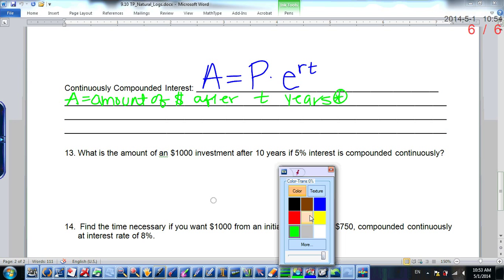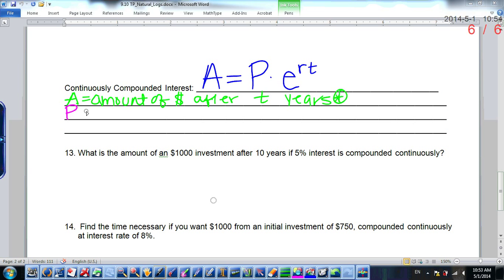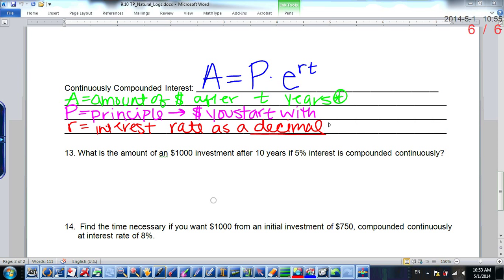Okay? The P stands for the principal. What does that mean when we're talking about money? Yeah, what you start with. The principal is the money you start with. And lastly, we have R. What do you think that is? Yeah, the interest rate. And the interest rate always must be written as a decimal. So your time must always be in years, and your interest rate must always be as a decimal.